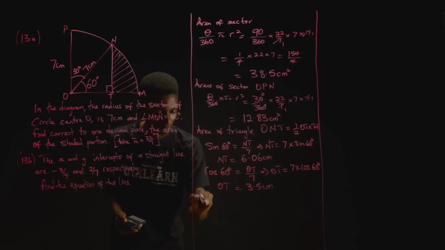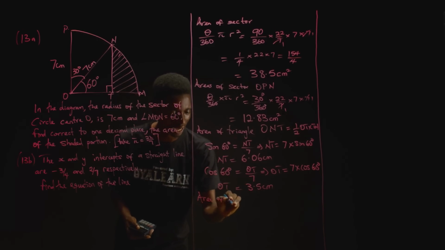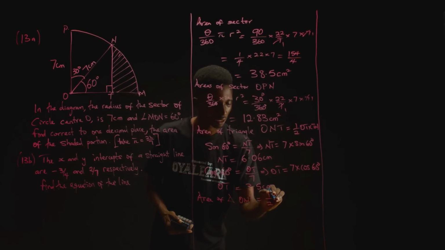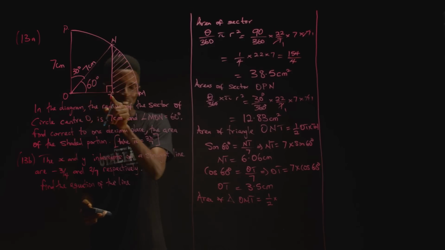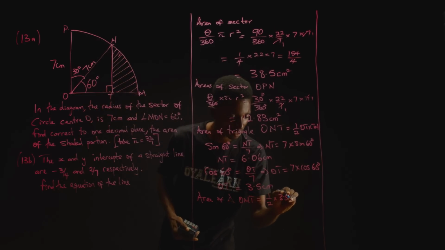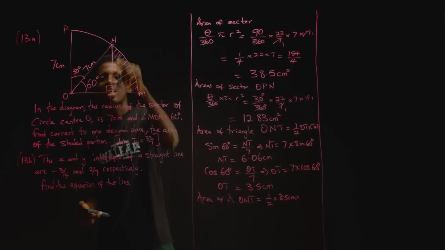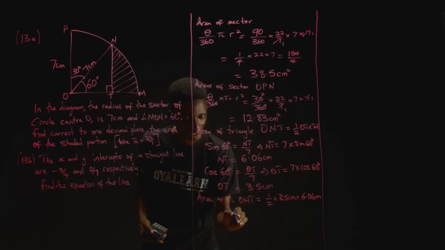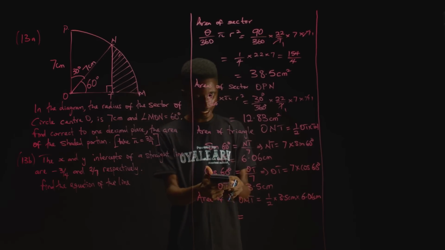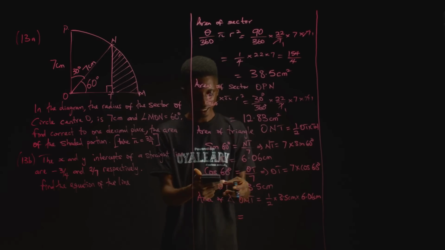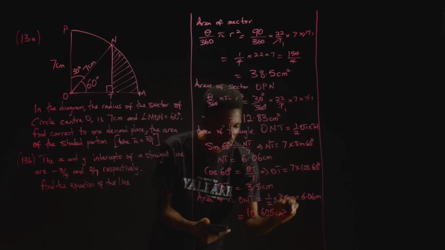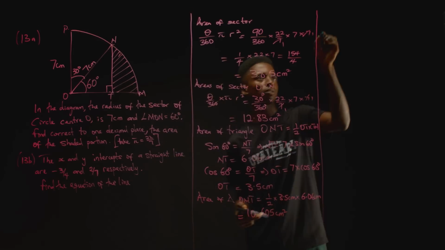So now the area of triangle ONT becomes 1 over 2 multiplied by the base. The base is OT, which is 3.5 centimeters, multiplied by the height, which is NT, and NT is 6.06 centimeters. So this would give us 3.5 times 6.06 divided by 2, and we have 10.605 centimeters squared.